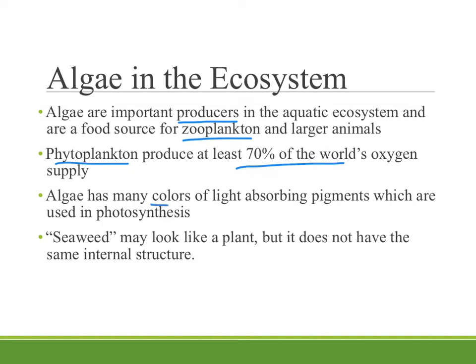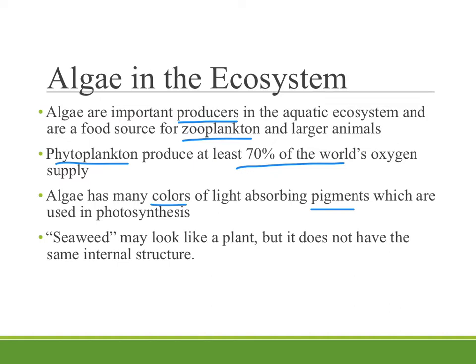Algae also comes in many colors. It's more than just green, and those various colors of pigments are able to absorb light and power photosynthesis, and that allows the algae to do photosynthesis at different depths in the ocean, because not all the different colors of light can make it very far down into the ocean.